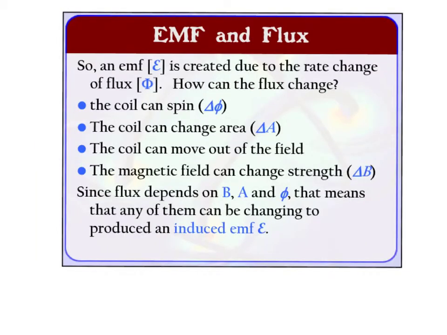Now, how do we actually change the EMF and flux? One, the coil could spin, inducing a bigger current. The coil could change in area, getting bigger and smaller. That's how a generator works. The coil can move out of the magnetic field. The magnetic field could change strength if you have a stronger or weaker magnet. Since the flux depends on all those factors, any of them could change to produce an induced EMF or current.